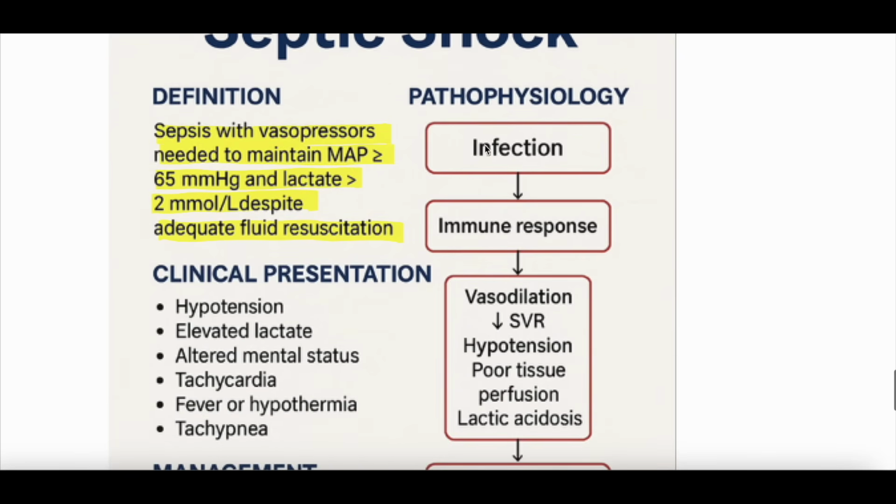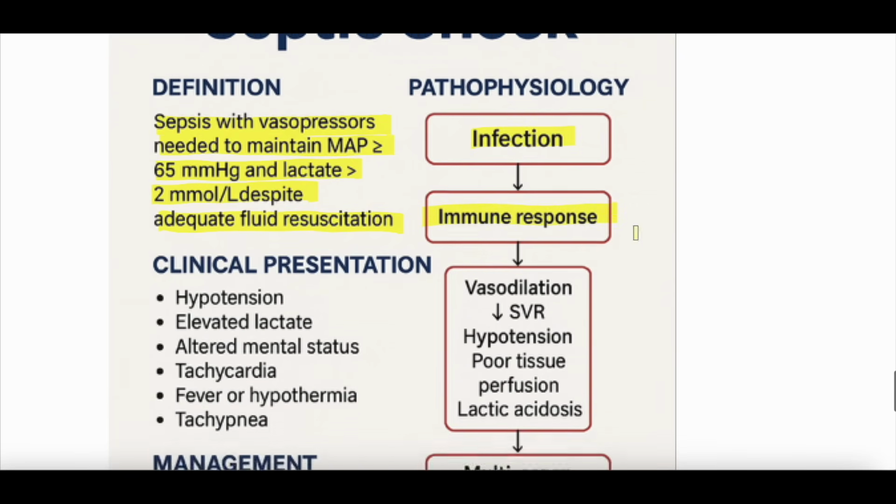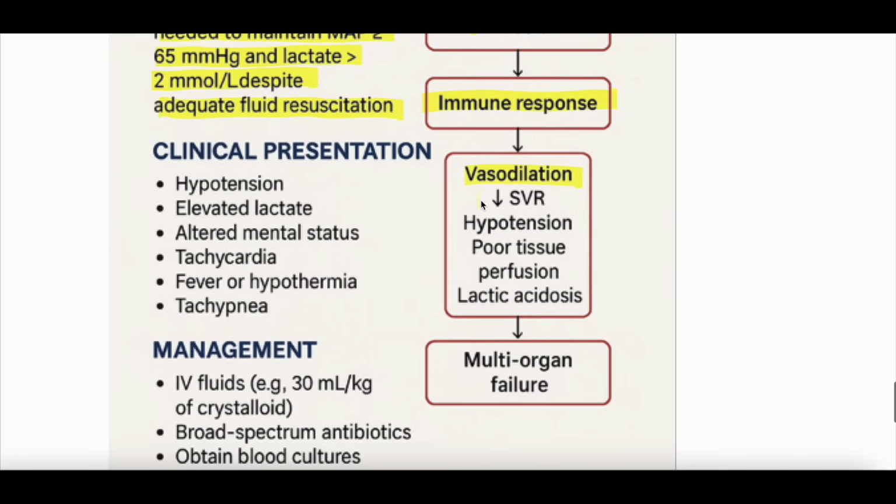So pathophysiology: infection leads to immune dysregulation, which leads to vasodilation, capillary permeability, hypotension, poor tissue perfusion, lactic acidosis, and end organ injury. Clinical presentation, we often see whatever is causing the infection, as well as altered mental status, tachypnea, tachycardia, fever, hypothermia, hypotension, elevated lactate. You certainly don't often have all of these things. You might have just a few of them, and that is much more typical.